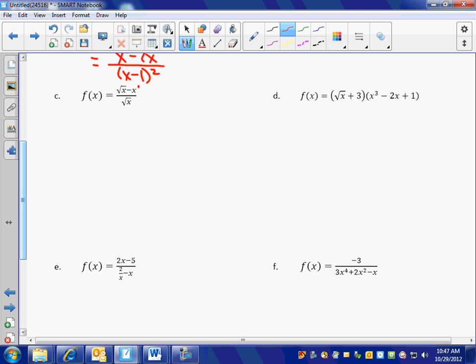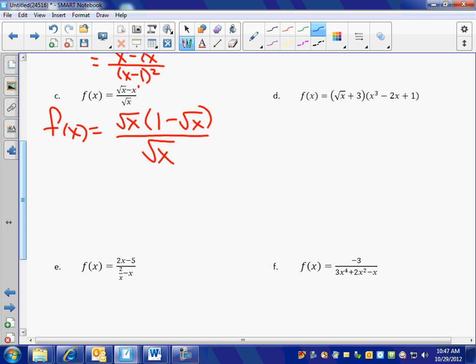Here, I'll try it one more way and see if you guys like this better. F of x is equal to, I'm going to factor out a square root of x, and I'm going to be left with 1 minus the square root of x, all over the square root of x. How about that? Do you like that better? So now if I take the derivative, what's the derivative of 1? 0. What's the derivative of negative square root of x? Yep. Good job, Ina.